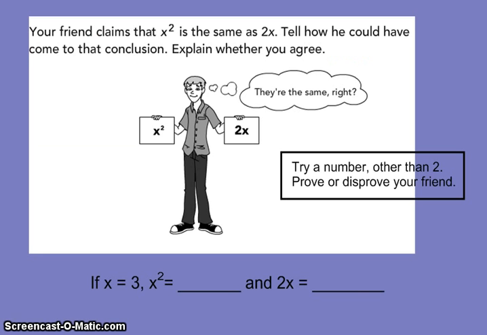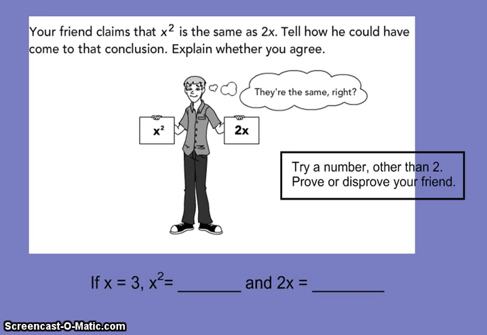Your friend claims that x squared is the same as 2x. Tell how he could have come to this conclusion. Explain whether or not you agree. There's two cards. One is x squared and one is 2x. Try a number other than 2, because 2 is going to work, to either prove or disprove your friend. So if you pick 3, for example, if x equals 3, then x squared is equal to what? 9. And if x is 3, 2x is going to be equal to 6.